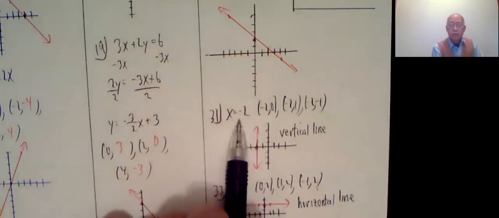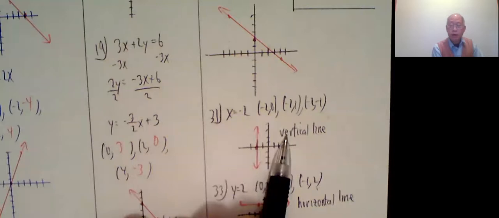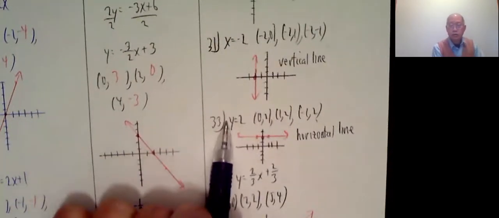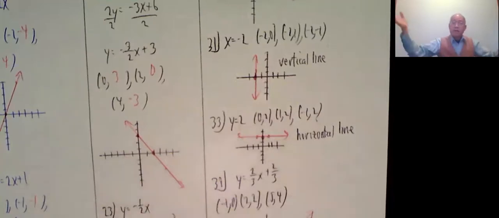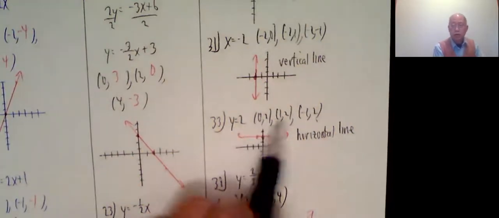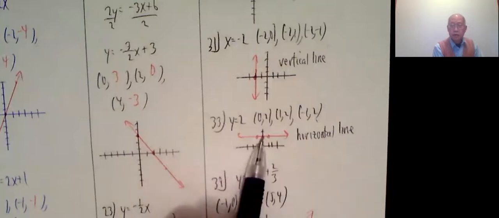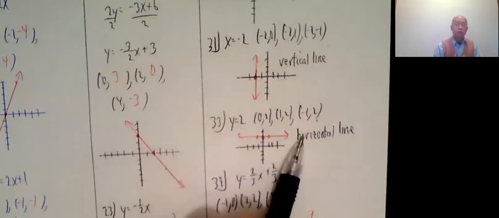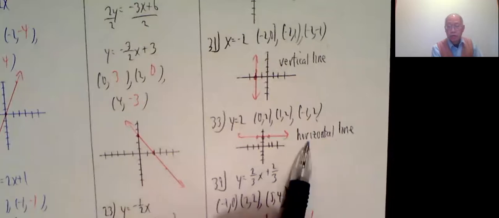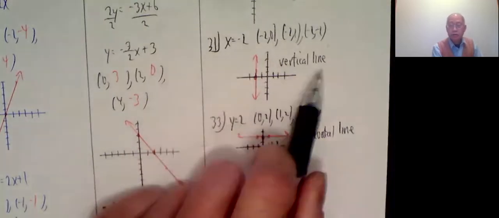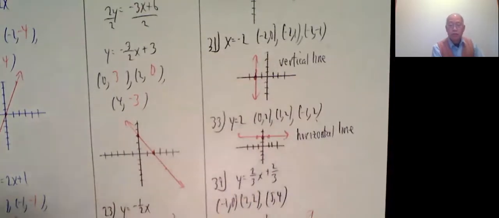Okay. If x equals something is a vertical line, can you guess what y equals something is? Try 33. y equals 2. So you must put a 2 for the second number. There, there, and there. And you can put anything you feel like for x. So 0, 1, and negative 1. Okay, 0, 2, 1, 2, negative 1, 2. Yes, I have a horizontal line. So if you ever get just y equals some number, it's a horizontal line. So x equals a number, vertical line. y equals a number, horizontal line.